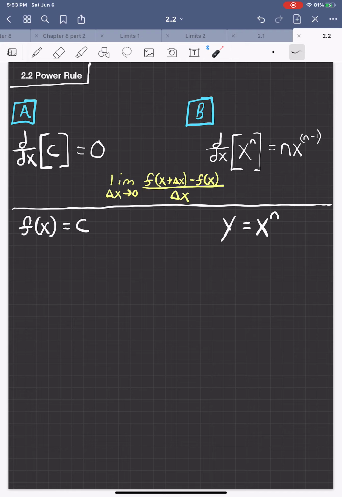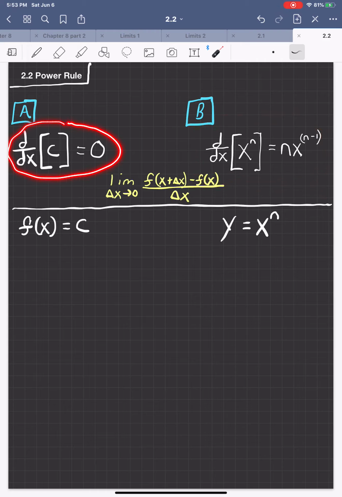I do want you to understand that every derivative that we take in this class, you could have taken using the limit definition from 2.1. Okay, but let's go ahead and proceed. So there's two rules. The title of this chapter is the power rule, but I'm going to introduce two rules to you at this point. So let's start with the first.